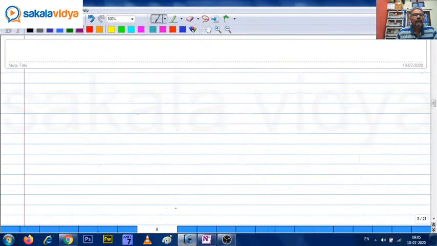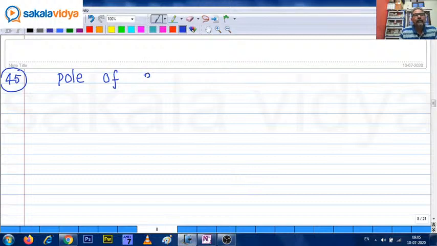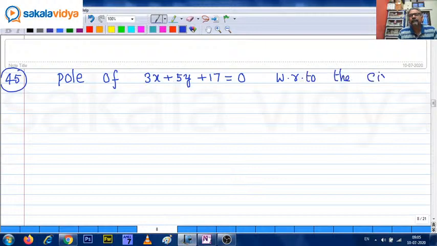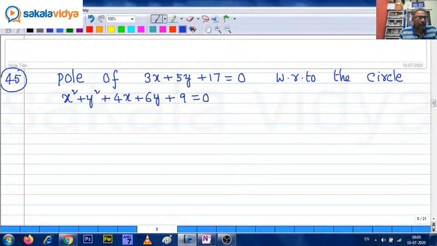Okay, next, 45. The pole of 3x + 5y + 17 = 0 with respect to the circle x² + y² + 4x + 6y + 9 = 0 is?